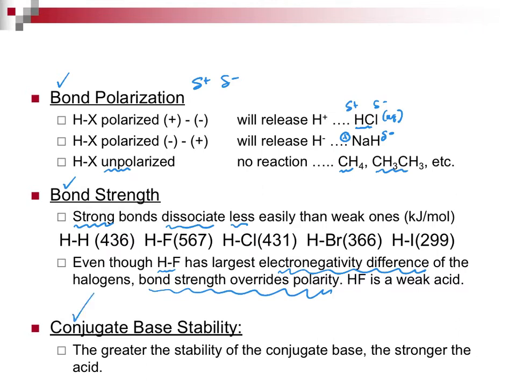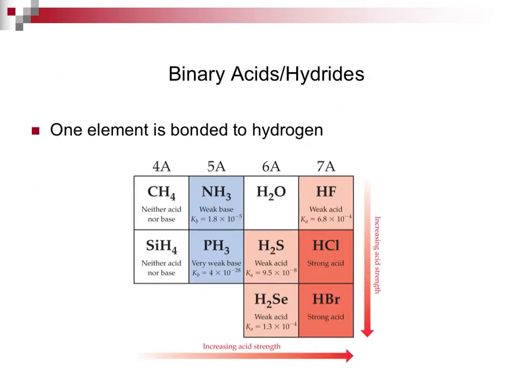The last one is the conjugate base stability. Go back and look at the tables that have the actual values for Kb. The greater the stability of the conjugate base, the stronger will be the acid. So I'm just going to use HCl. This is a very strong acid, 100% H+ and Cl-. There is no back reaction. So the Cl- is a very stable conjugate base. It is not going to have a back reaction.